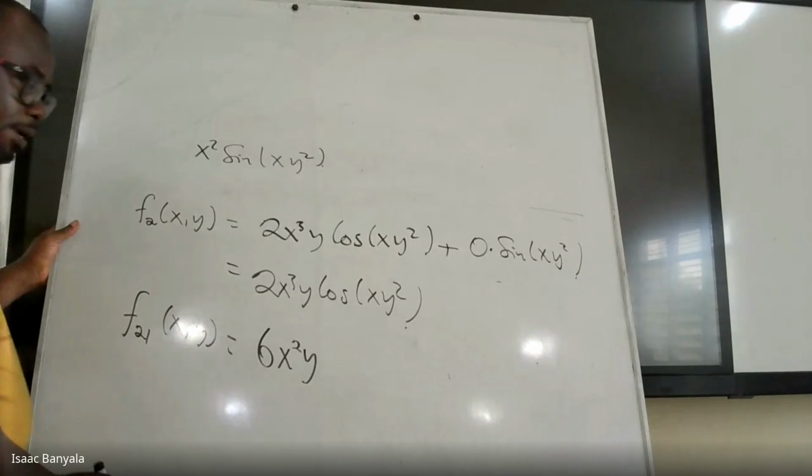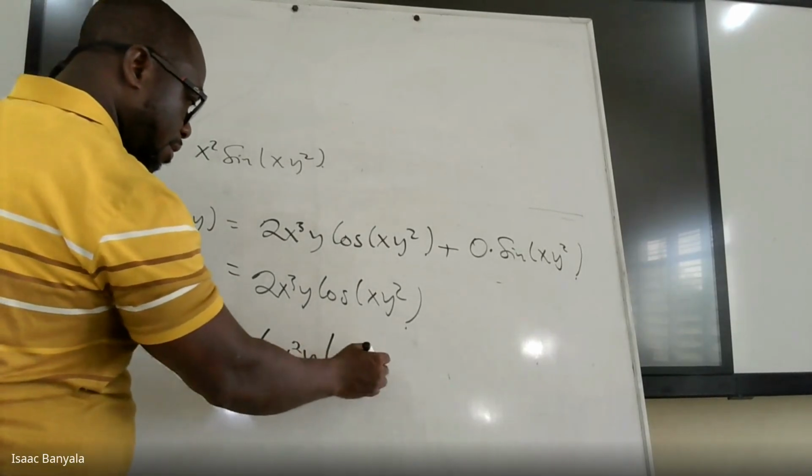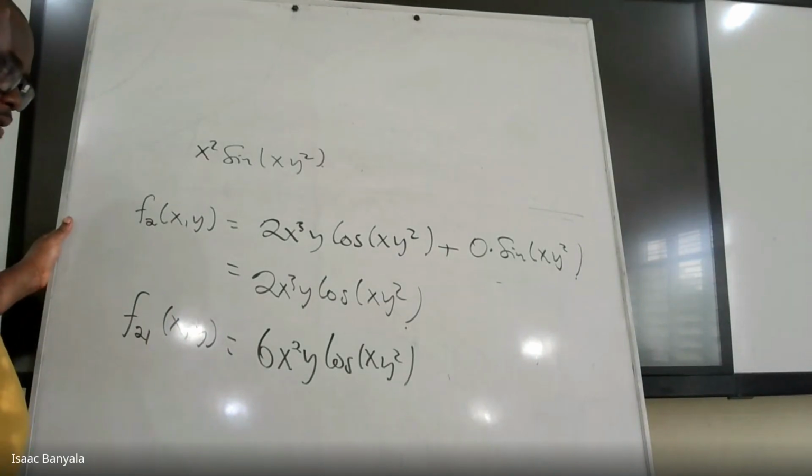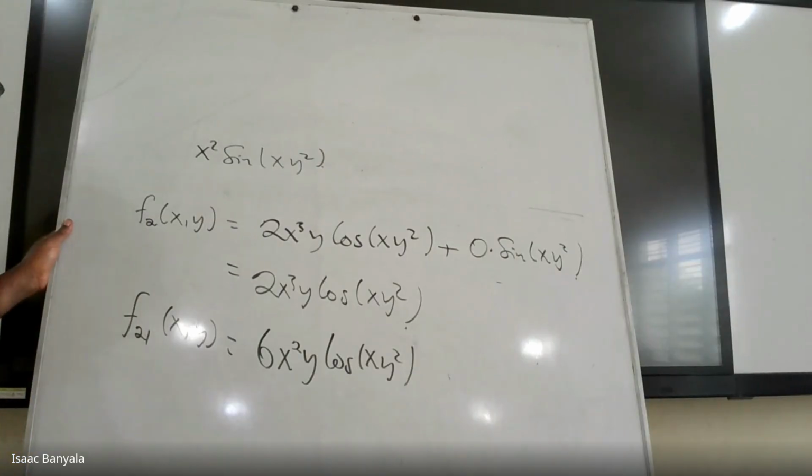6x squared y. Very good. 6x squared y, cos what? xy squared. Then, we keep this and differentiate that with respect to x.